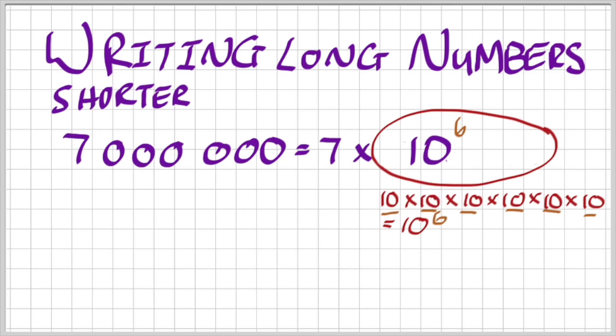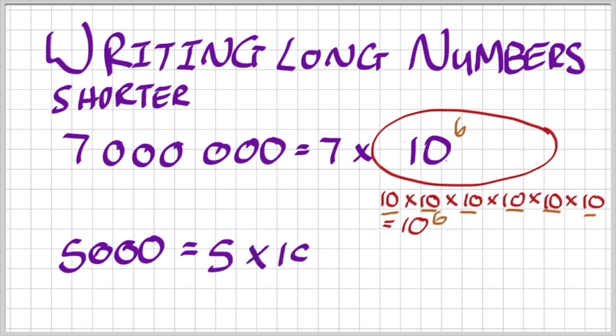Interesting. Now, what about 5,000? That's not a very big number, but we want to practice it. So 5,000 I can write as 5 times 1,000. But 1,000 is 10 times 10 times 10, which is 10 to the power of 3. So I can write this as 5 multiplied by 10 to the power of 3. Now that is interesting, definitely.